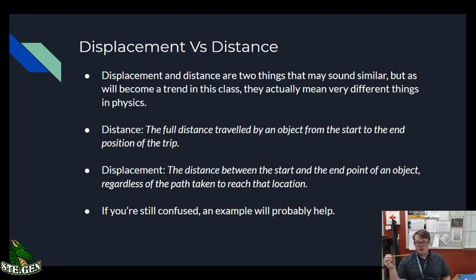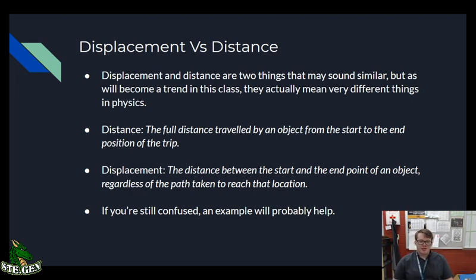Another way to think about it would be if I'm traveling from here to here and I'm going up and down a bunch of hills, the displacement would just be this straight distance measured from start point to end point, while distance would actually have to account for all of the ups and all of the downs that were traveled.